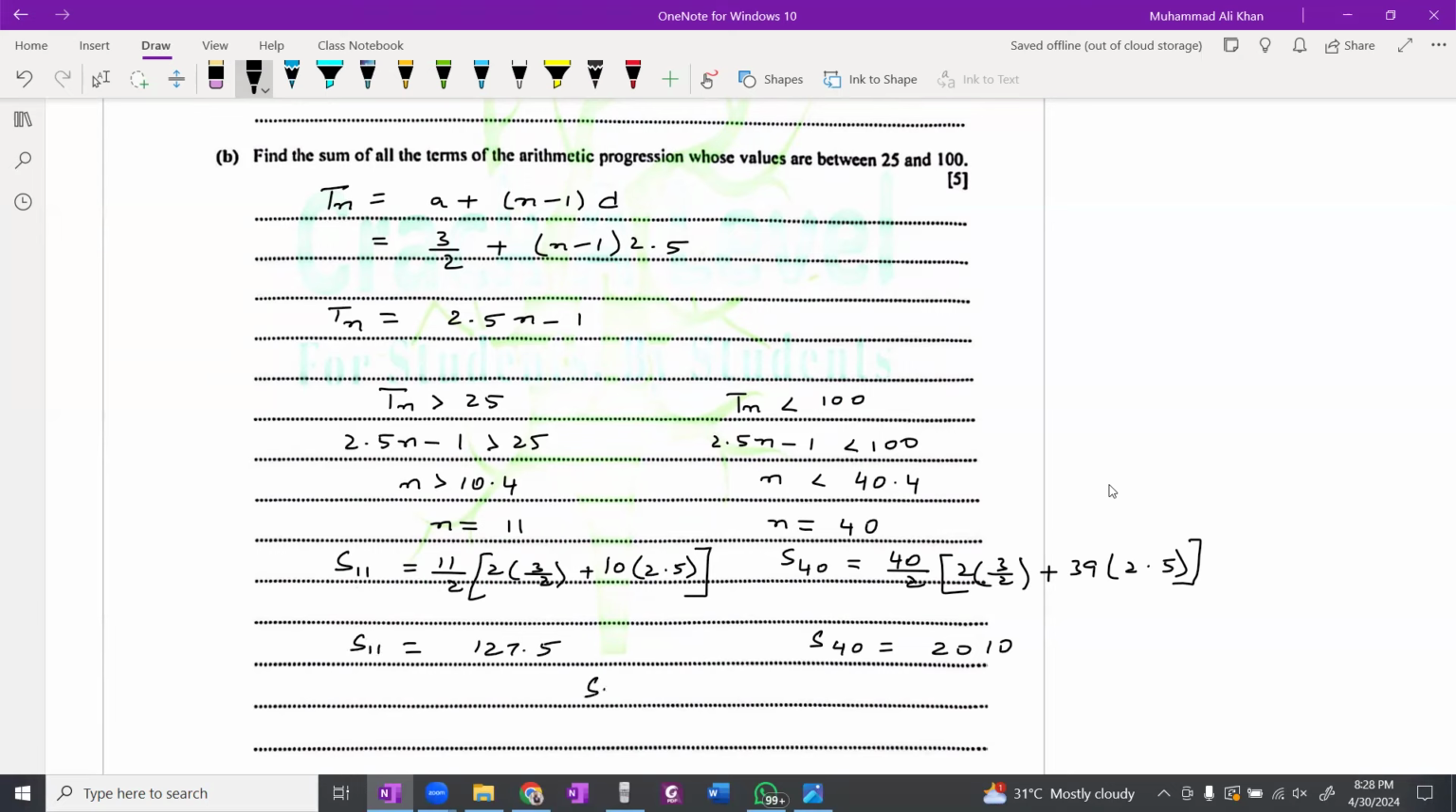We need to calculate the sum between the terms. So S40 minus S11 is the final answer, and it will be 1882.5. This is the sum between the 11th and 40th term. Hopefully it is clear.